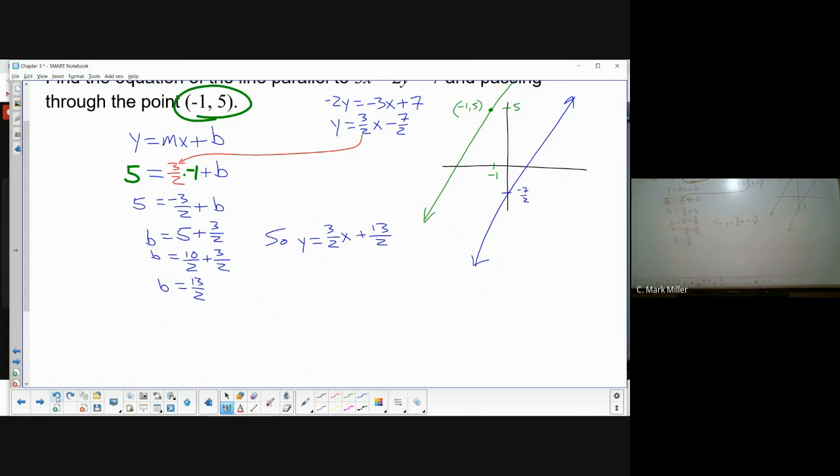Now we can check our answer. How do we check? By the way, box my answer. I pretty much always box my final answer. I want you to do that on your test too. That way I know what you intend to have graded.